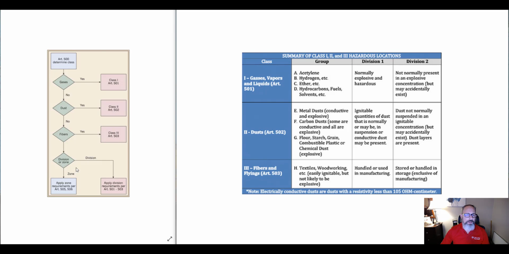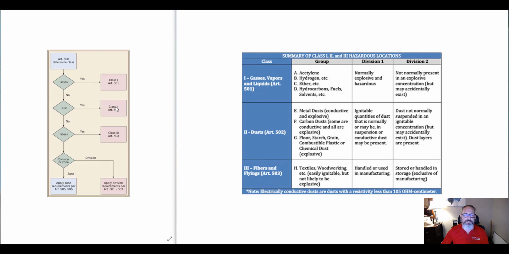Once we determine that, then we have to understand the divisions or zones, and we need to be able to apply the zone requirements per Article 505 and 506. We won't get very deep into the zones, but understand where they're at, and then applying the division requirements in Article 501 to 503 on if it's Division 1 or if it's Division 2. And so this is your overview of your code. How are we going to find the section?